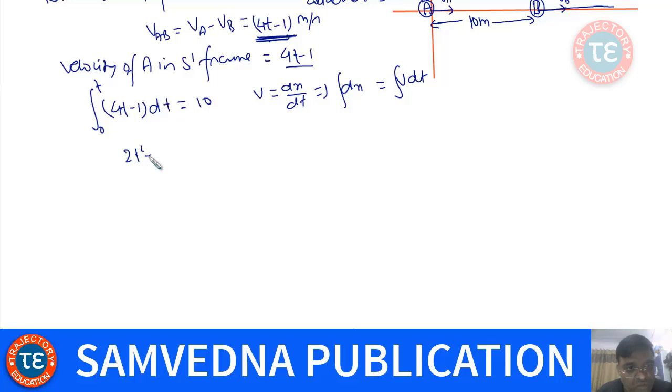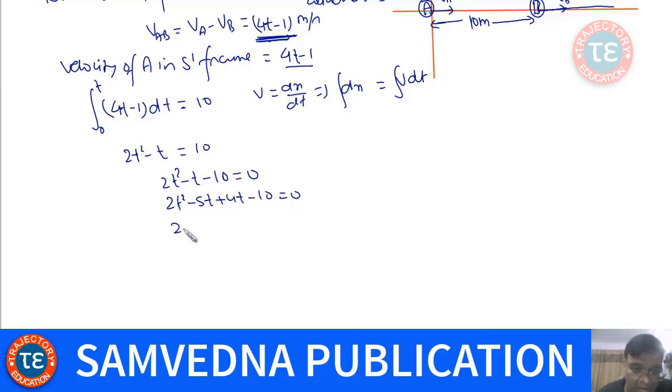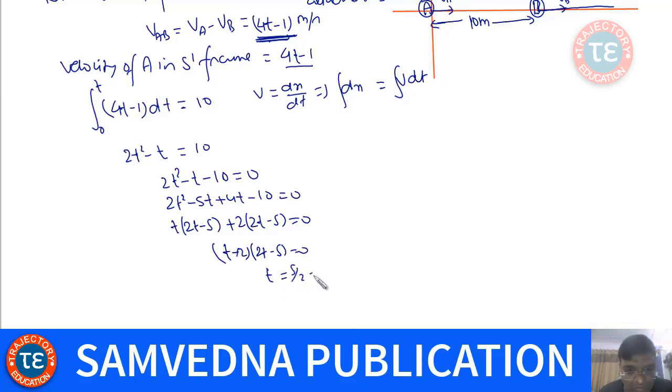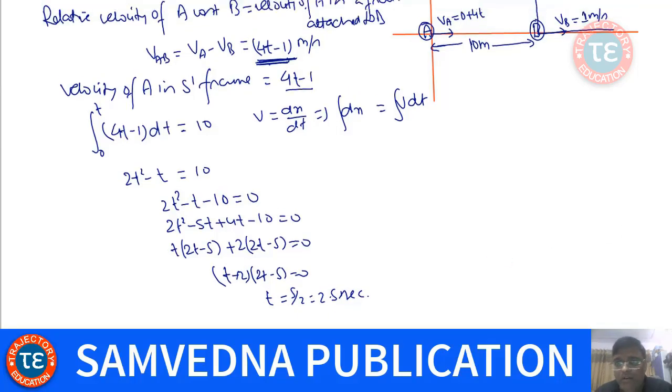If I integrate it, it will be 2t square minus t equals 10. So 2t square minus t minus 10 equals 0. This will be 2t square minus 5t plus 4t minus 10, or it is t minus... (2t minus 5)(t plus 2), or t is 5 by 2, so 2.5 second, right?